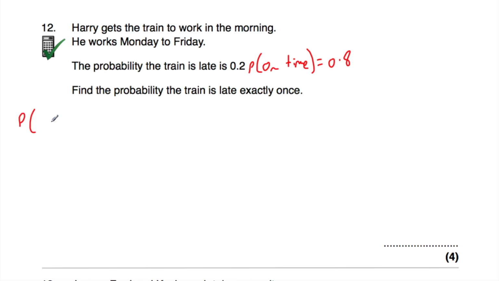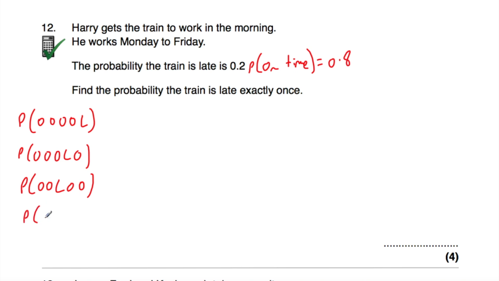In terms of our possible outcomes, that could be on time, on time, on time, on time, late. So just late on Friday. It could be on time, on time, on time, late, on time. It could be on time, late, on time, on time, on time. And it could be late, on time, on time, on time, on time. So we've got these 5 possible outcomes where the train would be late exactly once. And now let's find the probabilities of each of them.